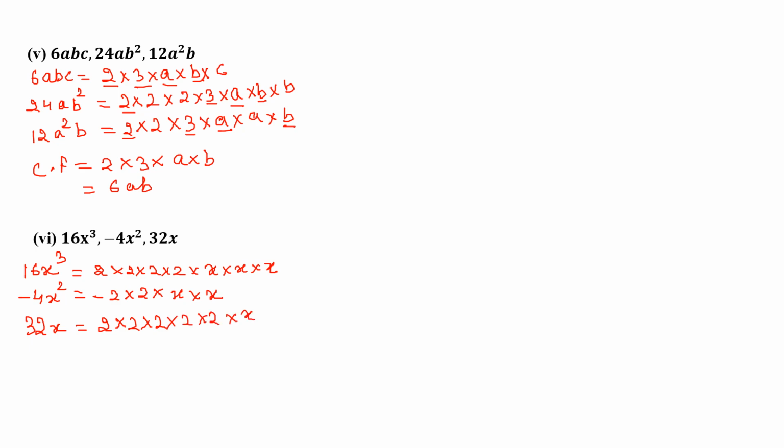Now let's see the common factor. So one pair of 2 is common. Another pair of 2 is also common. And then one pair of x is common. So the common factor will be 2 into 2 into x. So it will be 4x.